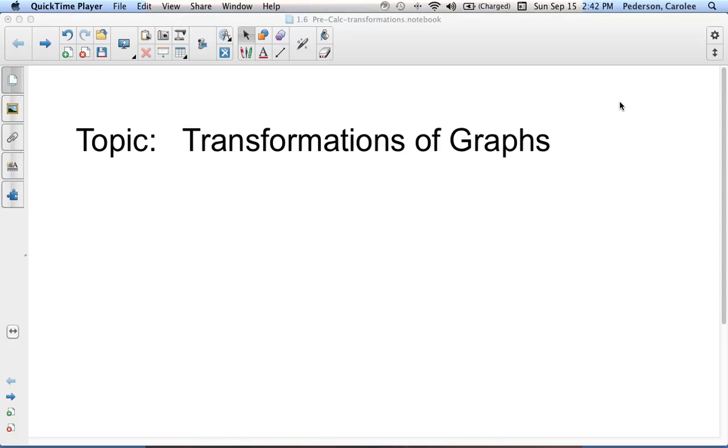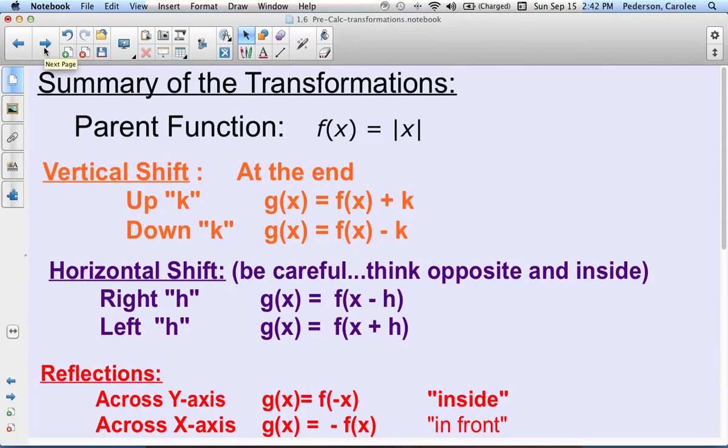This video introduces transformations of graphs. This is a pretty important slide. I'd recommend you write this down. You're going to refer to it a lot.